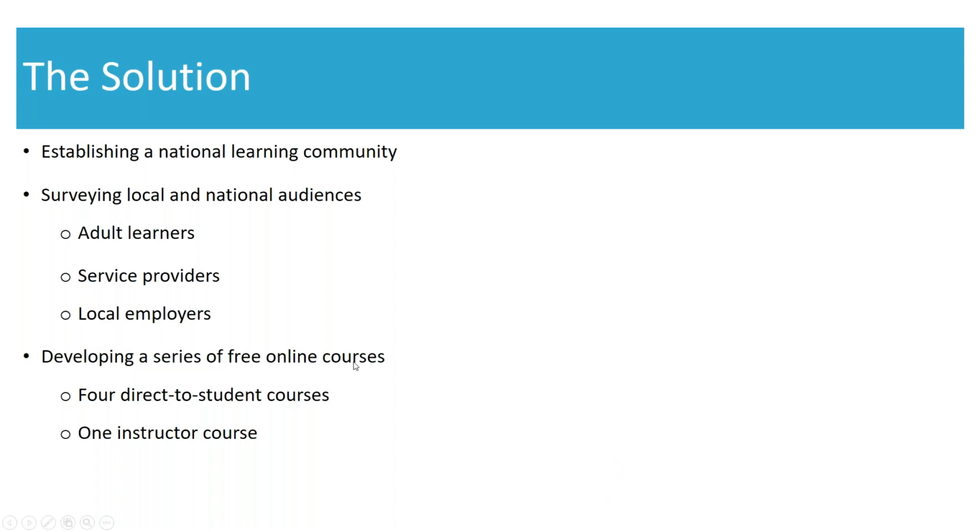The results also told us what was most important to students, to their instructors, and to their potential employers. We asked questions about time constraints, computer access, free printing services, and the types of activities they would find most useful. So that information was used to help us determine how the courses should be structured and the types of activities included. And the result was a series of 4 online direct-to-student courses and 1 supplemental instructor course.